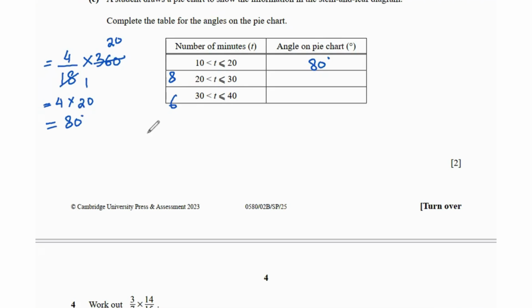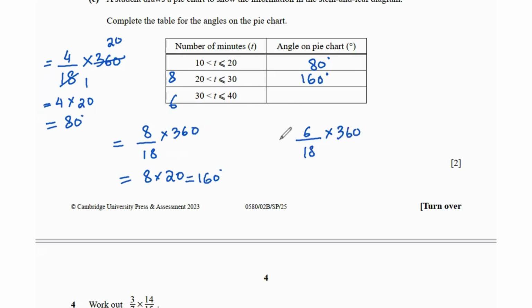Then for the other one, we do 8 over 18 times 360. Once again, we know that 360 divided by 18 is going to be 20. So we do 8 times 20, which is 160. And lastly, 6 over 18 times 360, which is going to be 6 times 20. And that's 120 degrees. So these are our angles for the pie chart for each of these intervals.